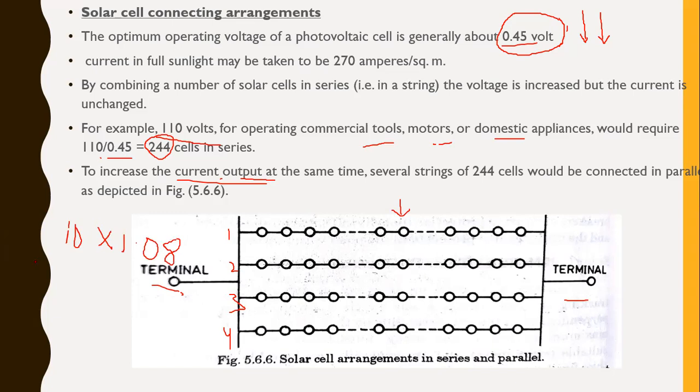And like this we can calculate the power also. Power will be voltage into current. Voltage is 110 here and the total current is 10.8. So to calculate the power, 10.8 into 110, you will get the power of about 1190 watts, simply 1.19 kilowatts. So this is the type of calculation of voltage, current and power.